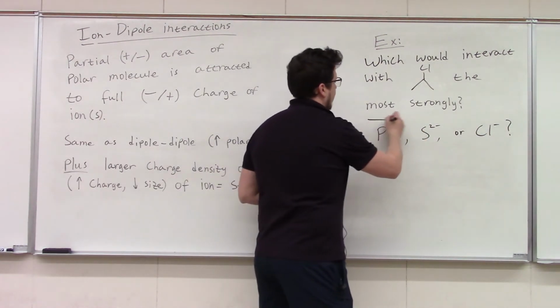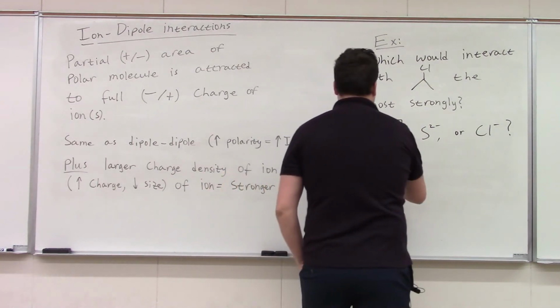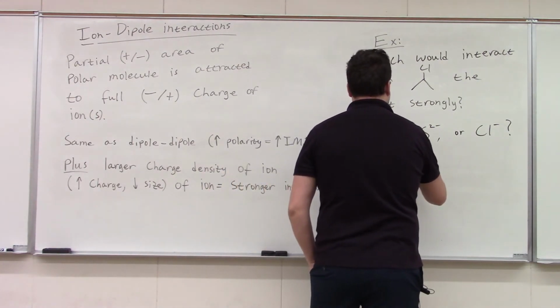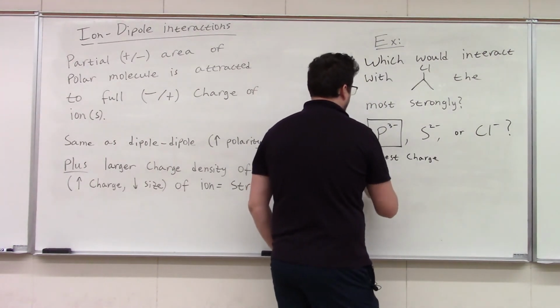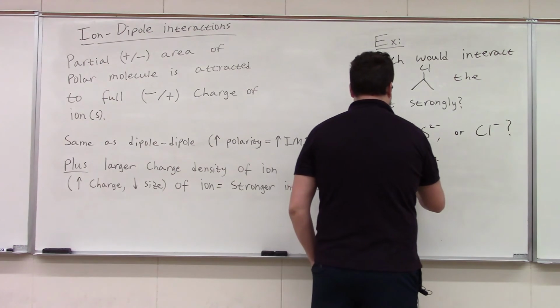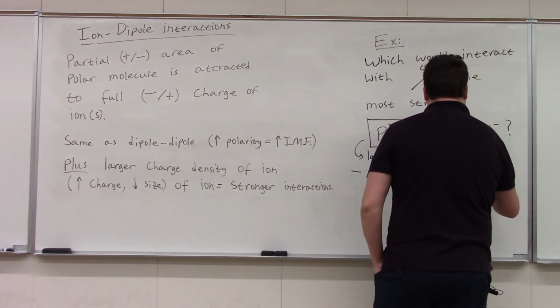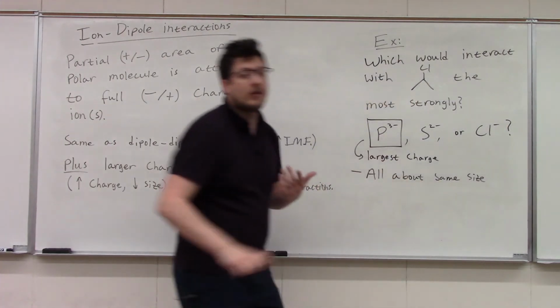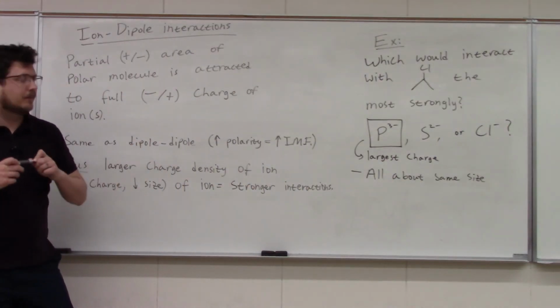And the answer is phosphide. So it has the largest charge. And we'll make a note here, they're all about the same size. So that means that phosphide here would have the largest charge density, and it would have the strongest interaction with a polar compound. So that's what we're looking at.